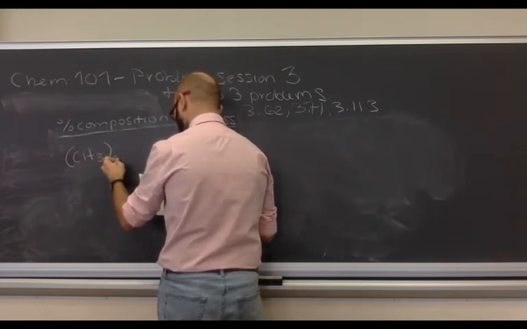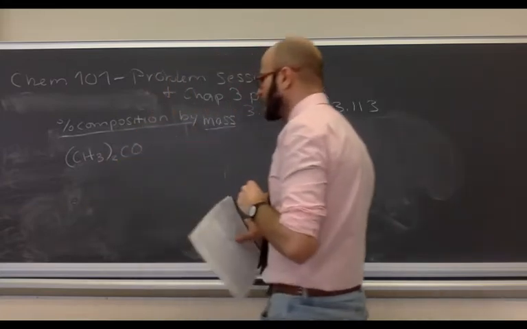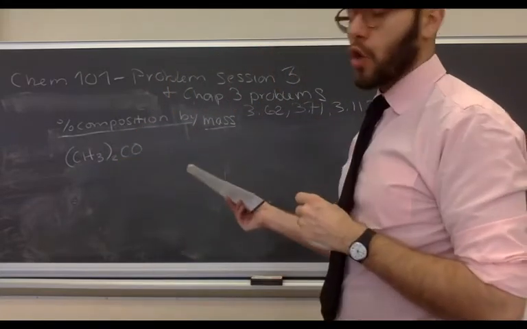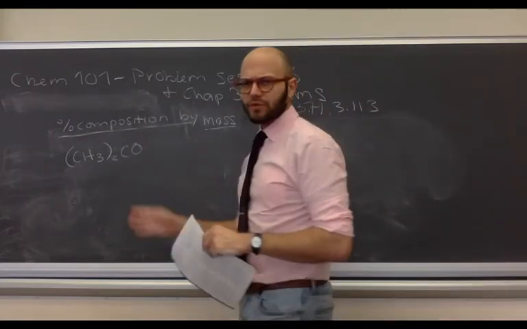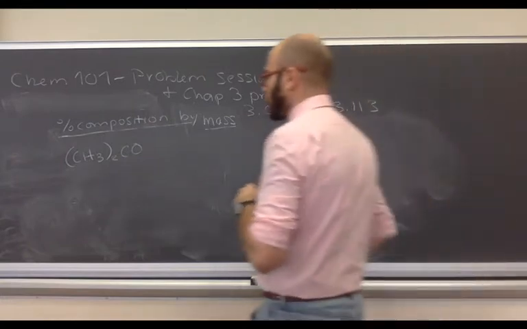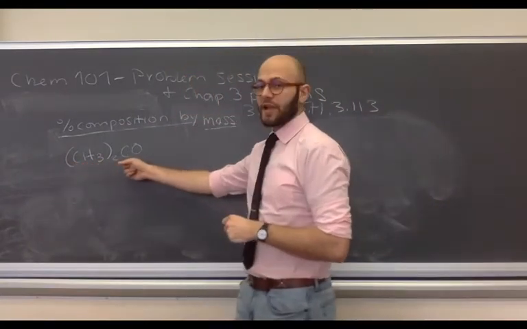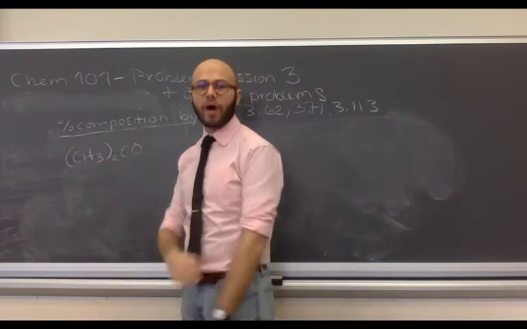CH3, 2, and then let's just do CO. I think this is acetone. This is like what you use to remove nail polish, but you'll get to that stuff in organic if you make it. So where do we start? The first thing we notice is that this isn't a traditional formula, right? This is showing you something about the structure, the way that these are bonded. That's organic 1, that's beyond where we are.